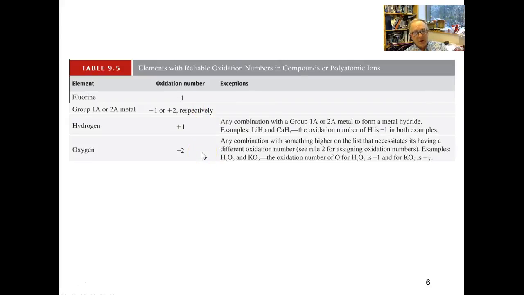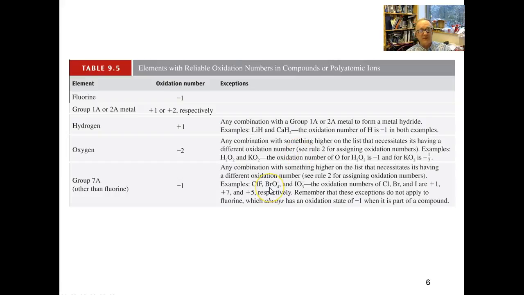Oxygen is almost always -2. There are a couple of exceptions in peroxides and superoxides. In H2O2, the oxidation number on oxygen is going to be -1. In KO2, potassium superoxide, the oxidation number on oxygen is going to be -0.5. We'll do these in class. You may pause and think about this, but that's what it's going to be. Oxygen is almost always -2, except in those types of exceptions.